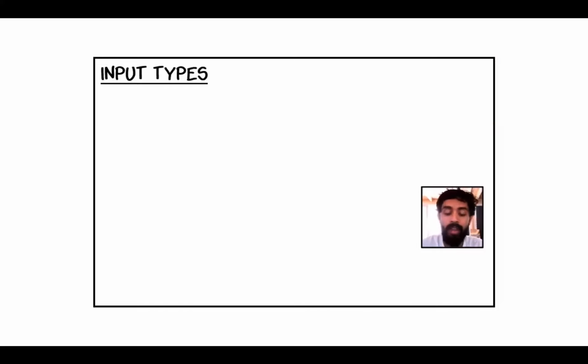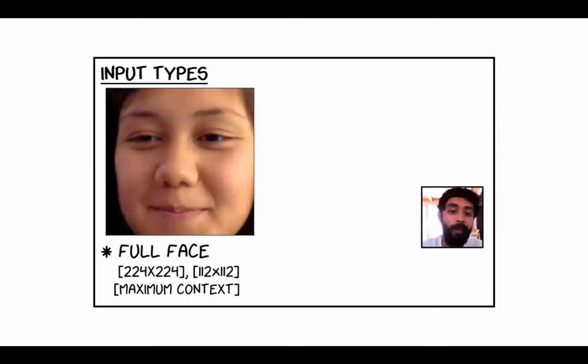For the study about different input types, we focus on 3 main input types. The first one would be the full face image. This image has the most amount of context required to estimate gaze vectors. For example, it doesn't just have the eye locations, but the whole face is visible to the CNN. Conversely, this input type also has the largest size. These are the 2 sizes we chose, 224 and 112 pixels.